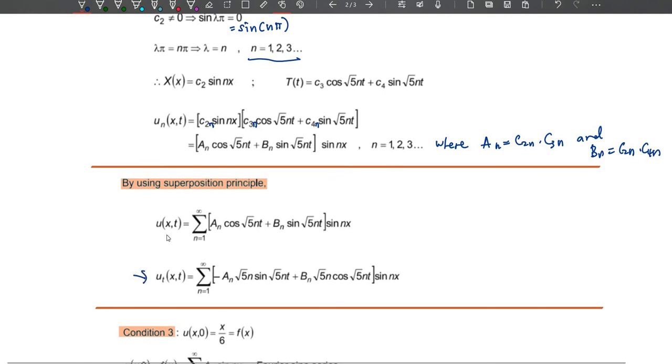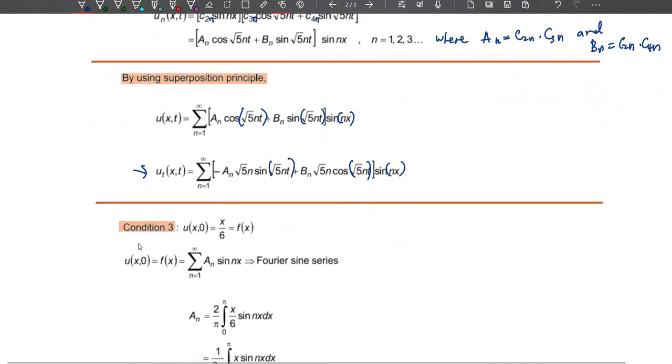Okay, that means we differentiate u with respect to t. sin(nx) is held as a constant; we treat it as a constant. Differentiating this term, we will have negative a_n √5 n sin(√5 nt), and this one is b_n √5 n cos(√5 nt). That's why it's better for you to write the angle in brackets. It will be less confusing. That will be my advice: write your angles in brackets.